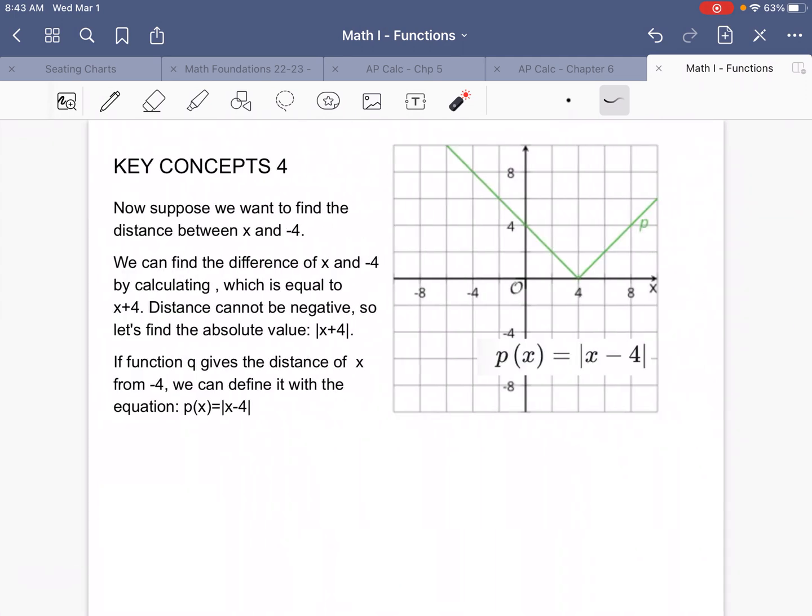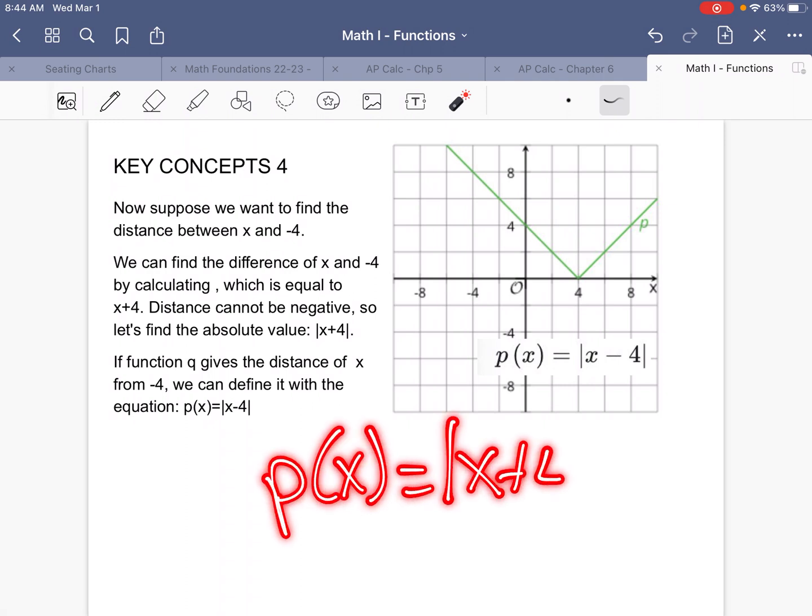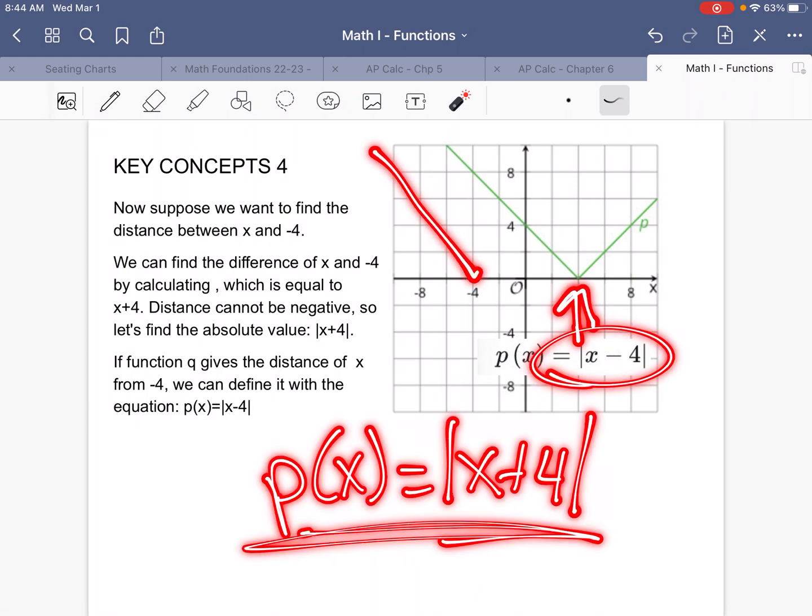Now suppose we want to find the distance between x and negative 4. What we would do is find the difference of x and negative 4 by calculating x minus negative 4, which comes out to be x plus 4. Distance cannot be negative, so let's find the absolute value. So we would have p of x is equal to the absolute value of x plus 4. Now, when it was x minus 4, my vertex was here at 4. For this function, it would actually be over here at negative 4 instead.